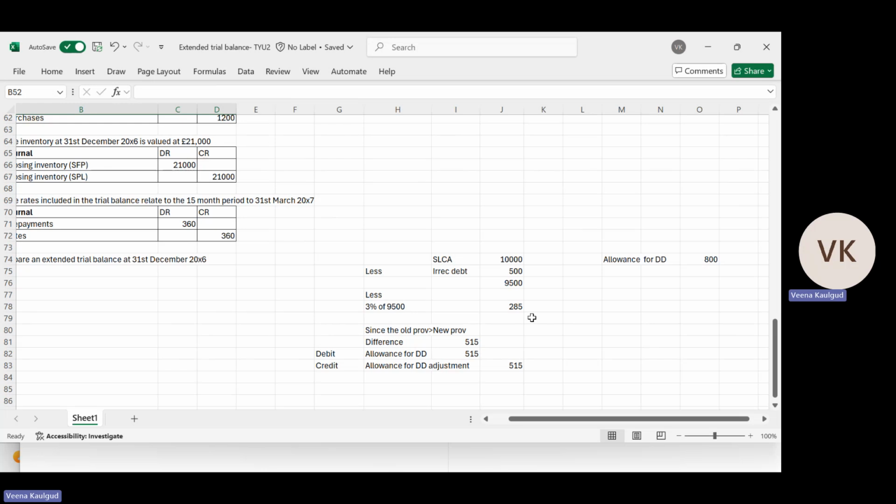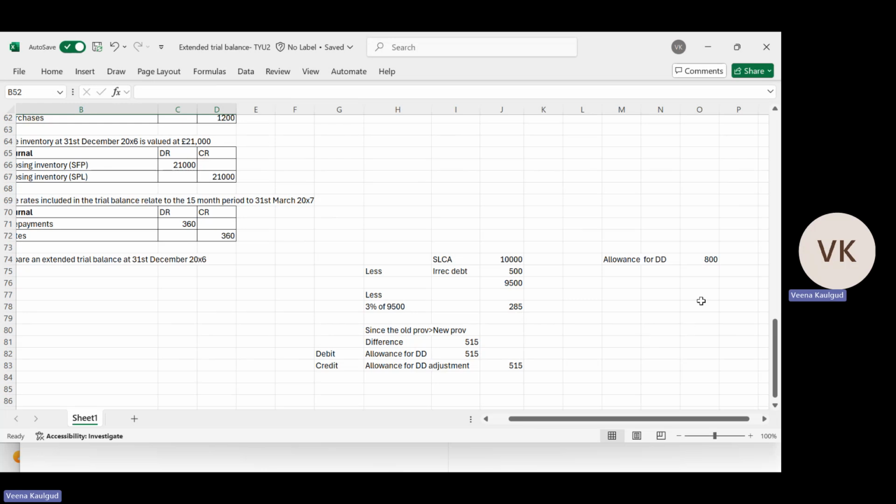So the double entry will be, for adjusting the allowance for doubtful debts, we always use two accounts. One is the actual allowance for doubtful debt and the other one is the adjustment. Adjustment is like a P&L account. So if it is a gain, you credit it, and if it is a loss, you debit it. Now in this particular situation, I have gained. Why? Because the original one was 800, the new one is 285.